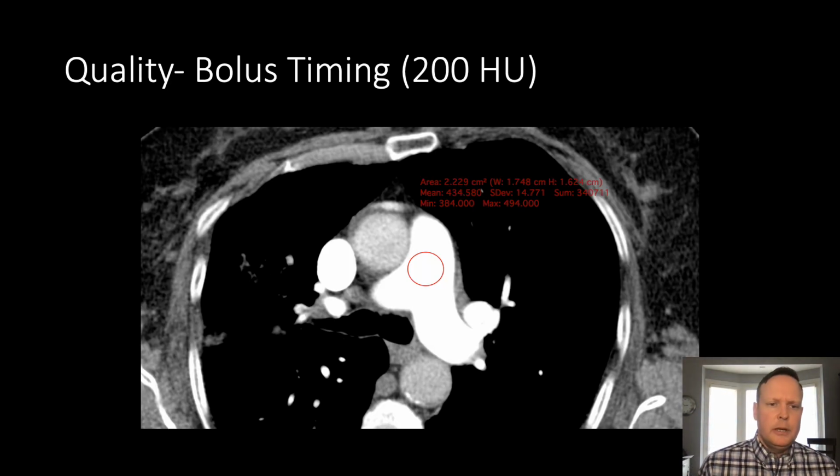So here I'm showing you a select image through the main pulmonary artery, and on it I have measured the density of the main pulmonary artery. To adequately be able to visualize a pulmonary artery filling defect, which in an acute pulmonary embolism is going to be around 30 to 40 Hounsfield units, we would like the density of the contrast in the surrounding blood of the pulmonary artery to be sufficiently dense to outline that. So in general, we want the average Hounsfield units in the main pulmonary artery to measure about 200 Hounsfield units. Here I've measured this great example that has an average Hounsfield unit of 434.